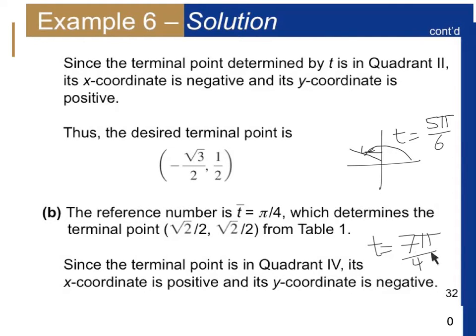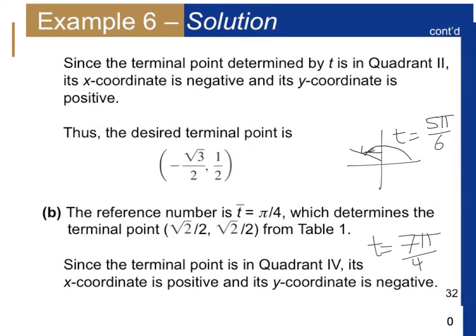In our second example, we were looking at t equals 7 pi over 4, and our reference number t bar is pi over 4, right? We're almost all the way around the circle. We were just pi over 4 shy. Remember, our terminal point there is square root of 2 over 2, square root of 2 over 2 for pi over 4.